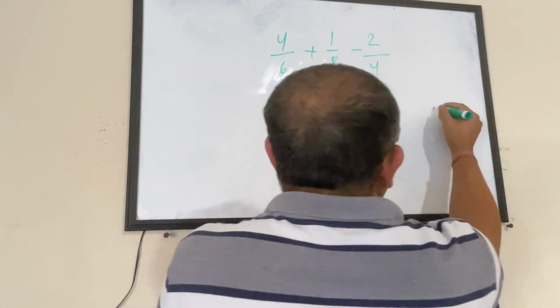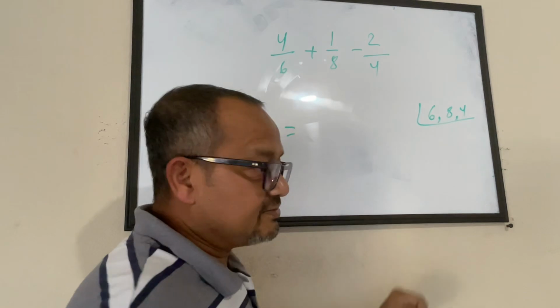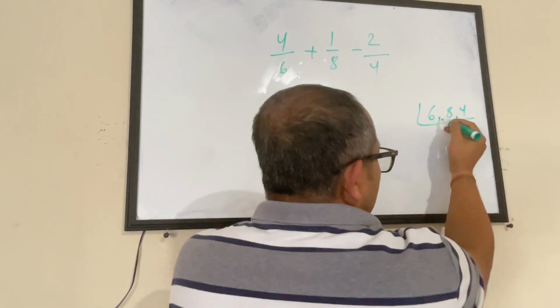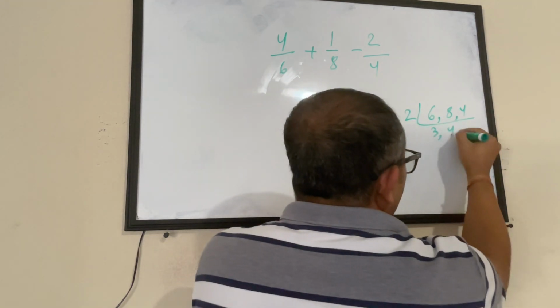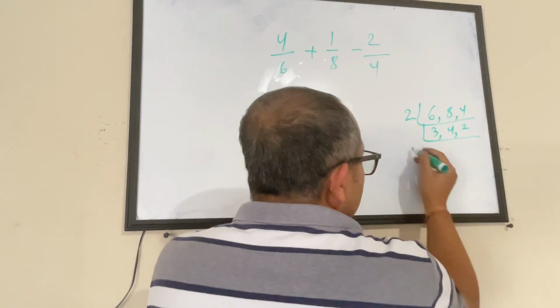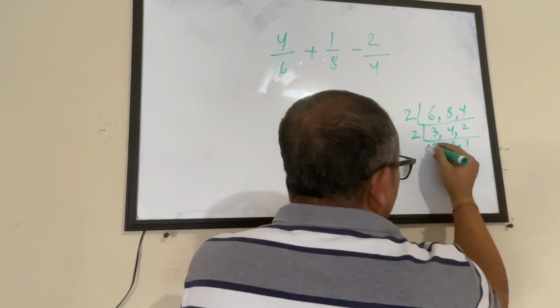What will I do? I have 6, 8 and 4 in the denominator. Let's find out the LCM. What is the smallest number? Let me pick 2, because 2 is common in all of them. 2 3s are 6, 2 4s are 8, 2 2s are 4. Now I'll pick the next small number 2. 3 remains 3, 2 2s are 4, 1.